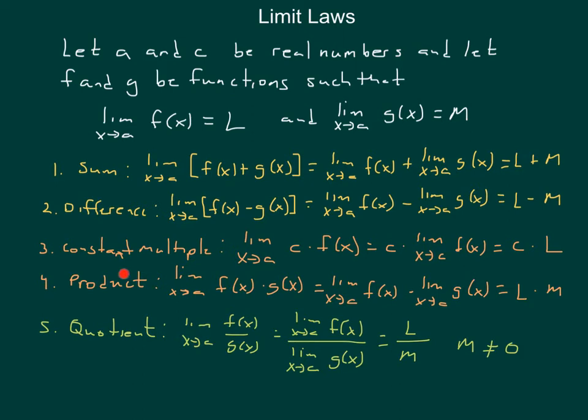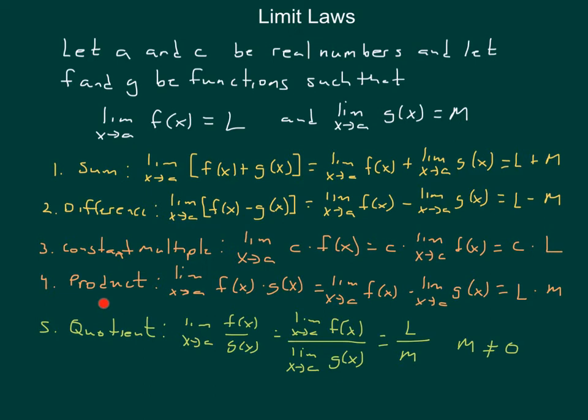Now with the constant multiple, that's where we're taking some constant times a function. That's where the c comes in that we talked about up there. So the limit as x approaches a of a constant c times f of x is just going to be equal to the constant times the limit as x approaches a of f of x, which is just going to come out to be c times L.